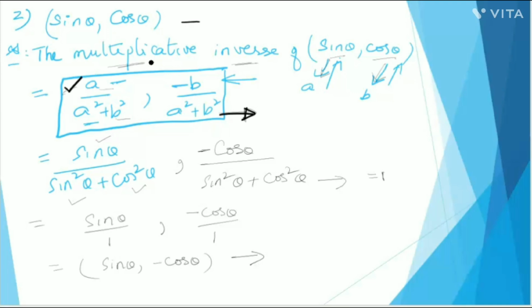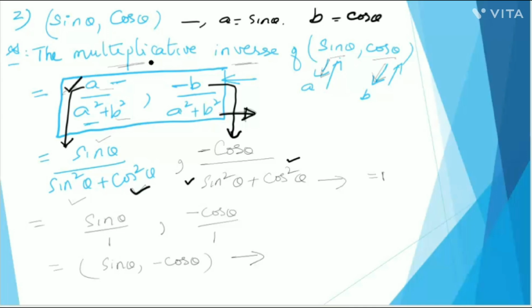Here a is sin theta and b is cos theta. In place of a we will write sin theta. In place of b we will write cos theta. So sin theta divided by a square is sin square theta, b square is cos square theta. Here also a square is sin square theta, b square is cos square theta.